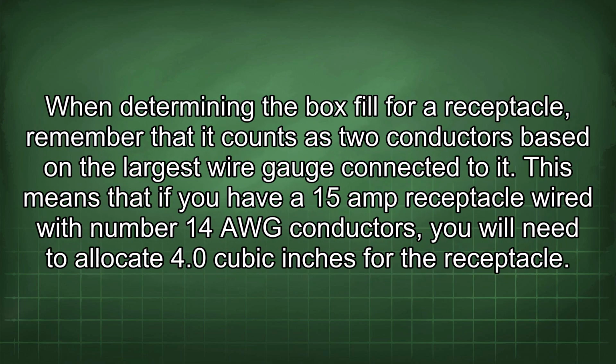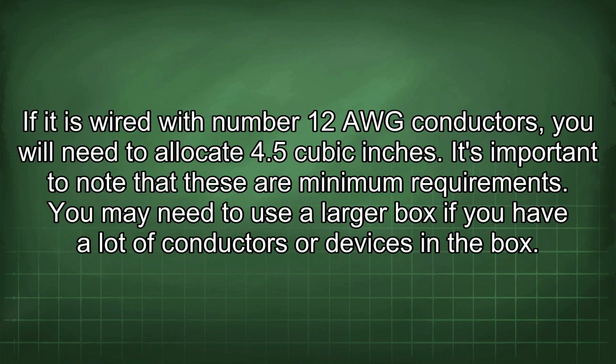When determining the box fill for a receptacle, remember that it counts as two conductors based on the largest wire gauge connected to it. This means that if you have a 15 amp receptacle wired with number 14 AWG conductors, you will need to allocate 4.0 cubic inches for the receptacle. If it is wired with number 12 AWG conductors, you will need to allocate 4.5 cubic inches.